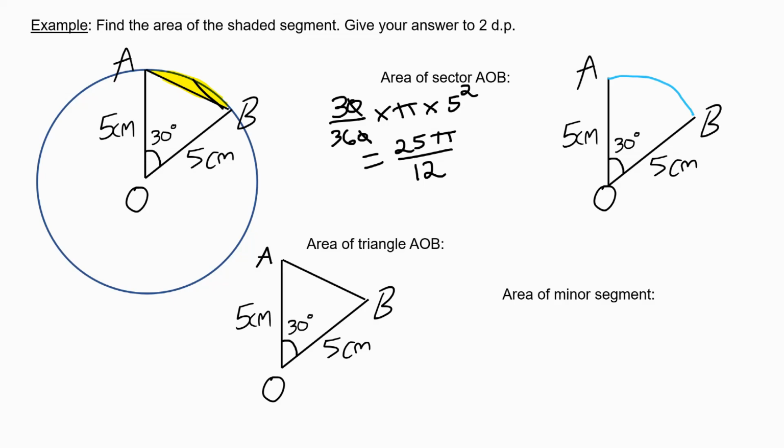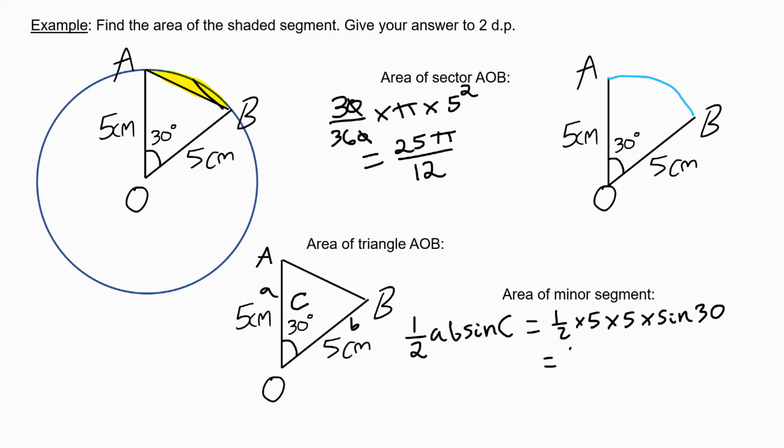So I can use half ab sine C. We have the included angle and the two smaller sides a and b, and we use half ab sine C. So that's going to be half times 5 times 5 times sine of 30. Sine 30 is a half, so we will end up with 25 over 4. If you put them into a calculator, you get 25 over 4, which is 6.25.